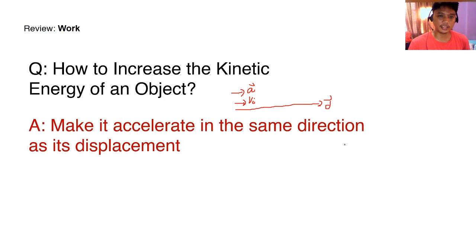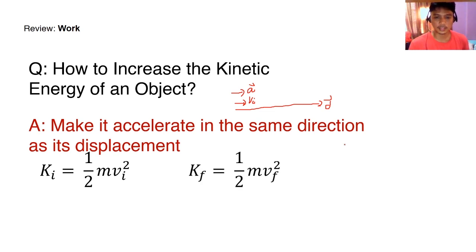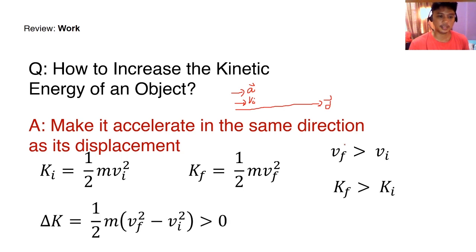and that also implies that the kinetic energy of that object will also grow, because our initial kinetic energy is related to velocity through this formula, as well as our final kinetic energy. And so our change in kinetic energy will be greater than zero, or will increase, if our final velocity is greater than our initial velocity. And we can achieve that through accelerating in the same direction as the displacement.